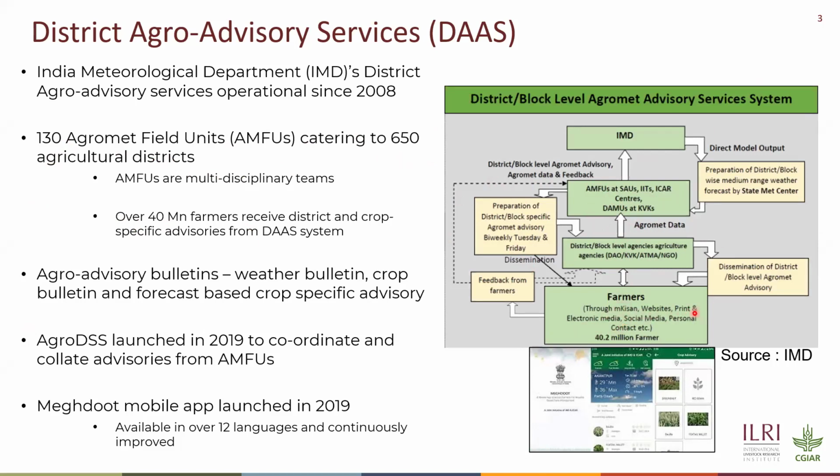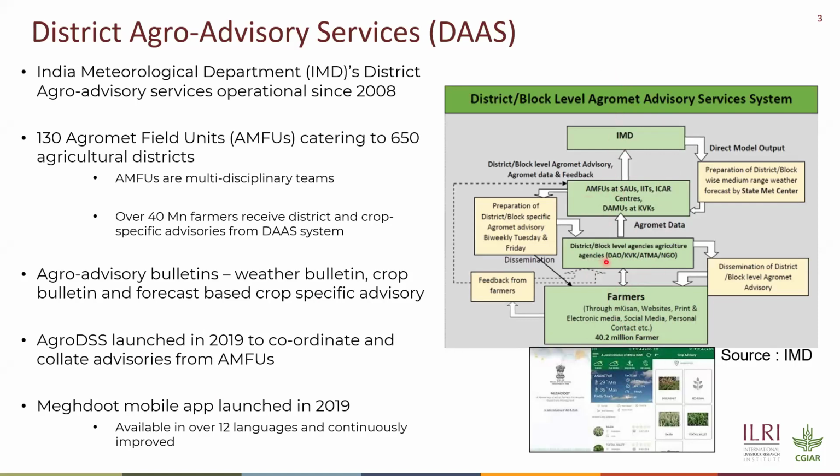They have a lot of systems where all this information, the district and crop specific advisories, is also disseminated using social media and various other channels. As of 2016, I think this particular system was reaching nearly 40.2 million farmers. But this system is very manual, and there is a huge amount of expenditure that IMD spends on operationalizing this system.